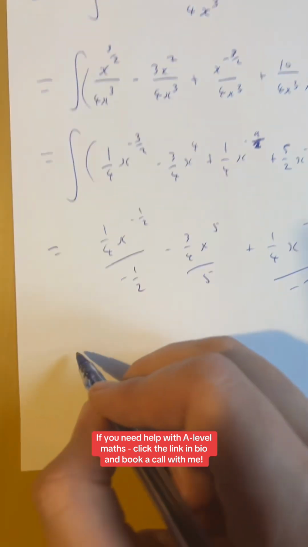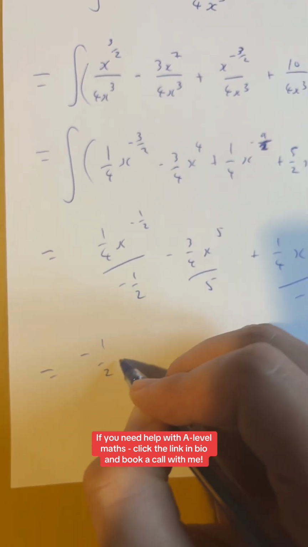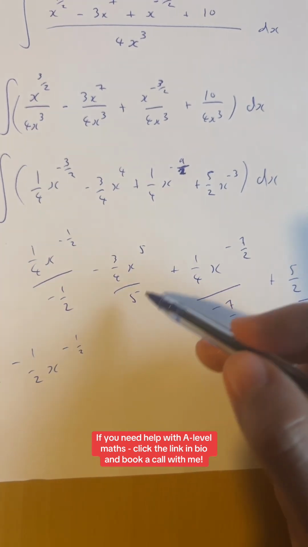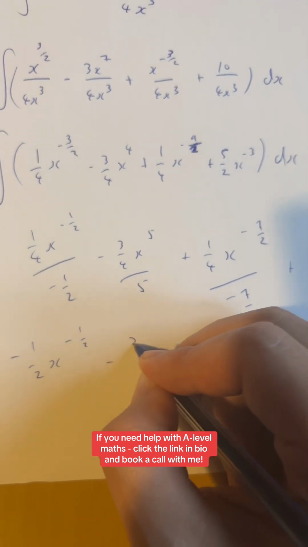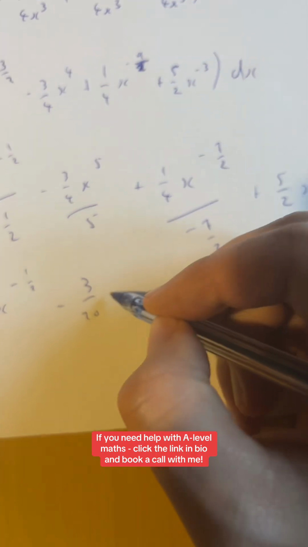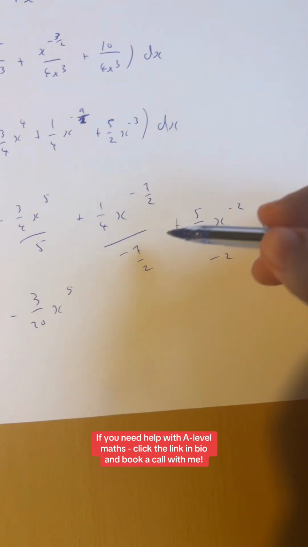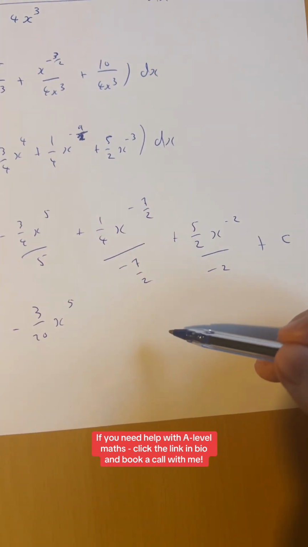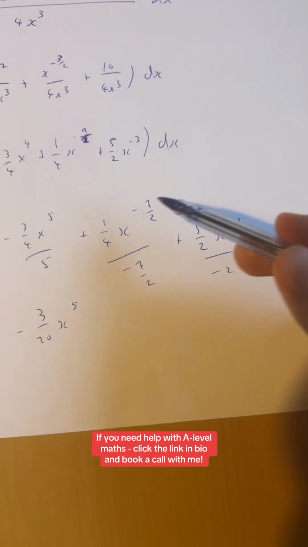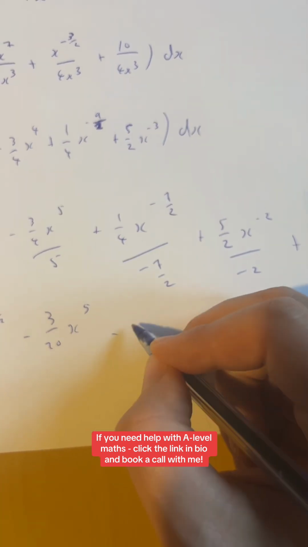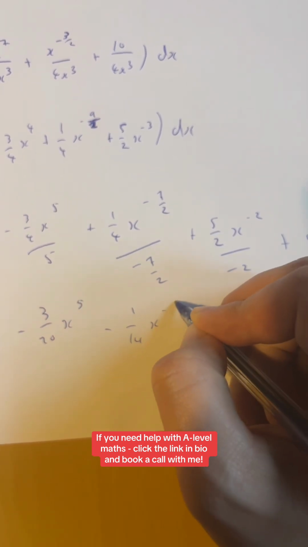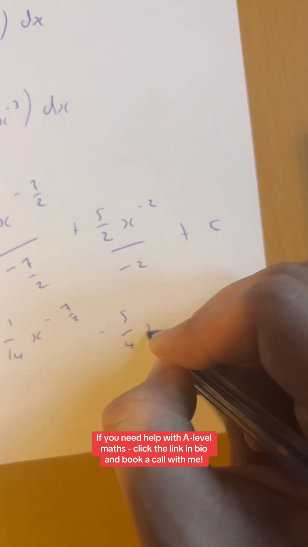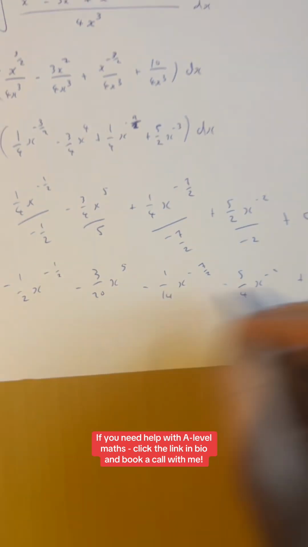So this here is going to simplify to negative a half, so negative half x to the minus half. Then this one is going to be negative 3 over 4 divided by 5, that's negative 3 over 20, and then x to the power of 5. Next one here, a quarter divided by minus 7 over 2. That's the same as a quarter times by minus 2 over 7. So that is going to be minus 2 over 28. So minus 1 over 14 for this one. And then x to the power of minus 7 over 2. And then lastly, this one is going to be minus 5 over 4, x to the minus 2. And then plus c, and that's our answer there.